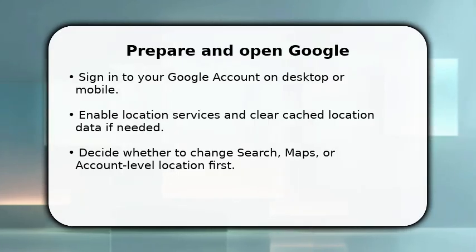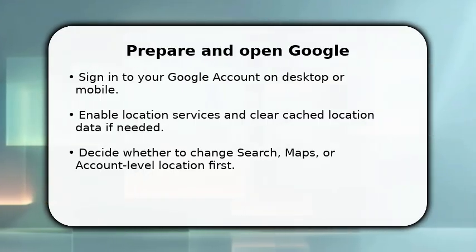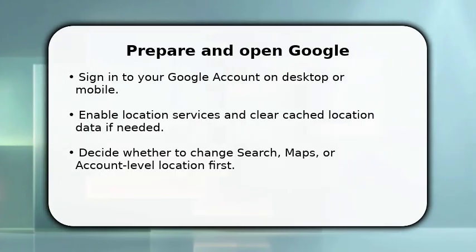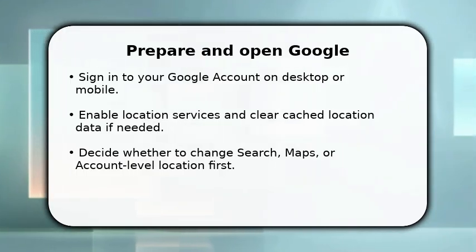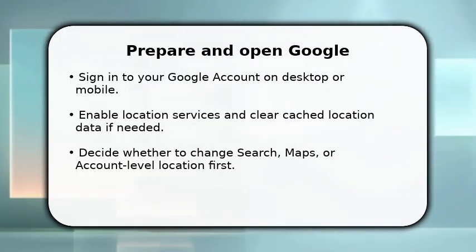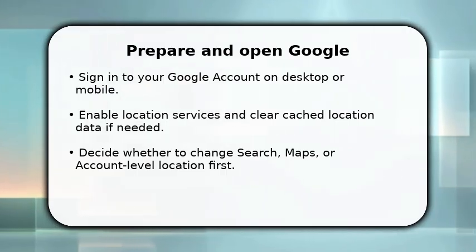You start by signing into Google and confirming location services are enabled on your device. This lets Google read and update your location. Once signed in, open the specific Google product you want to change, search, maps, or account settings, because each stores location differently. Make sure to clear cached location or browser history if previous values persist. This prevents old coordinates from reappearing.